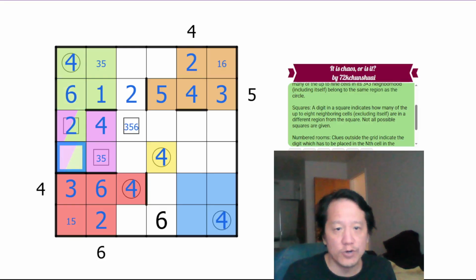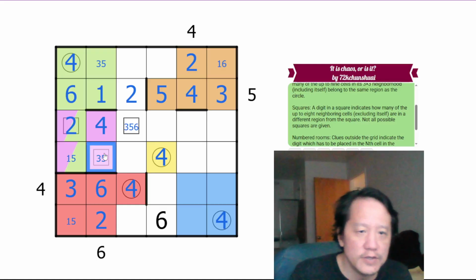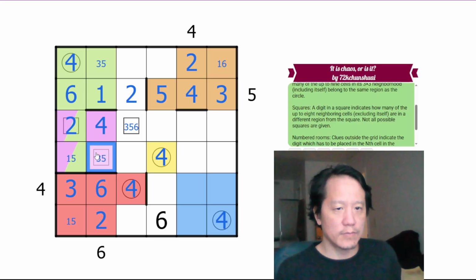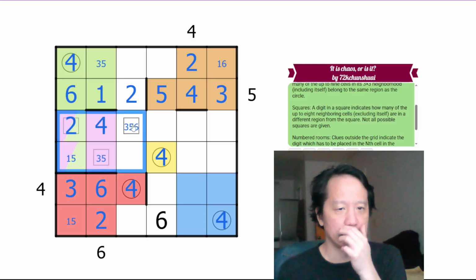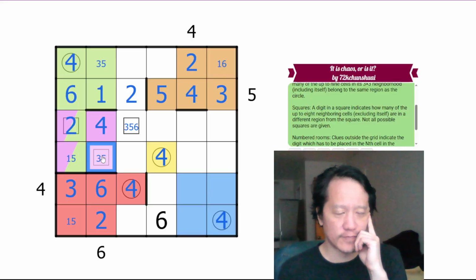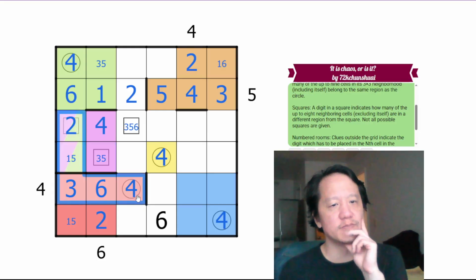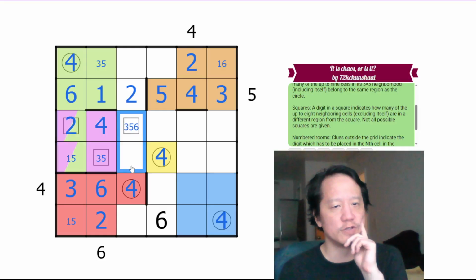Remaining digits in column 1 are 1 and 5. This pink, obviously, if all of these are pink, this would be 5. Sorry, this would be 3. Otherwise, to have 5 in the same region, it can't be just these 4 and then these digits. So I think these are guaranteed to be pink no matter what.